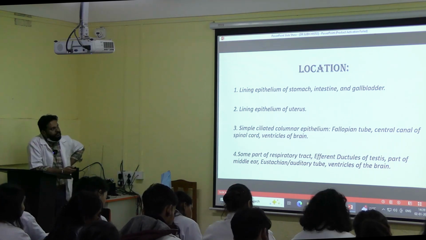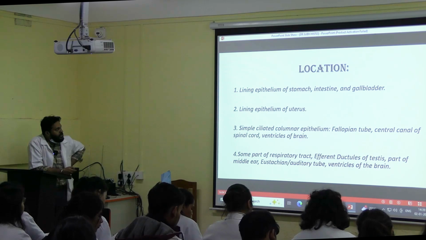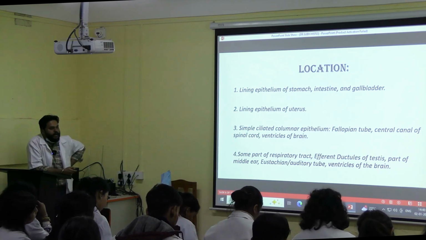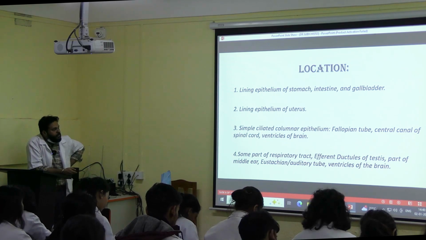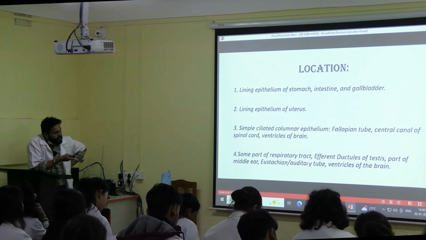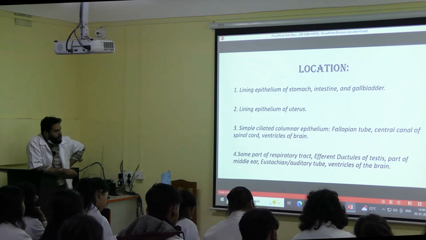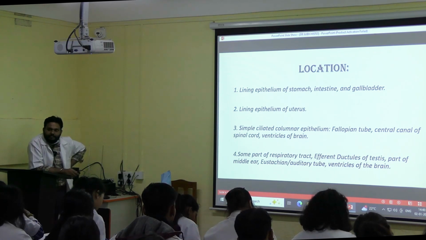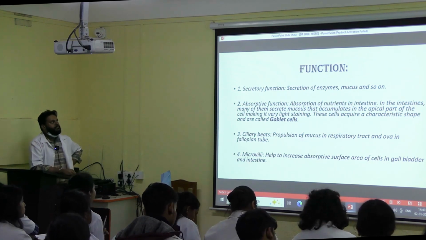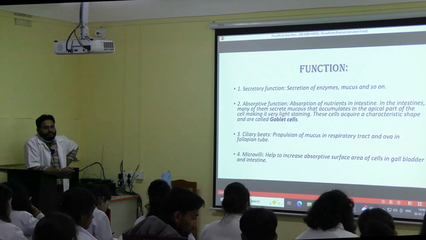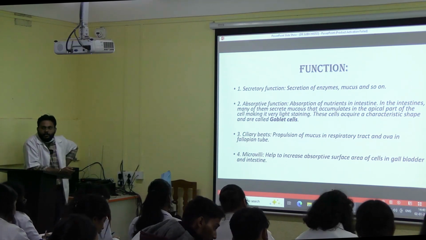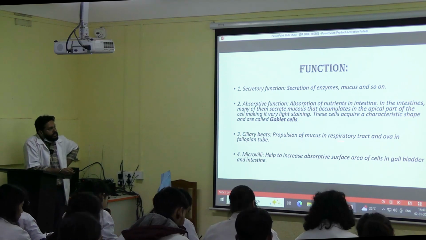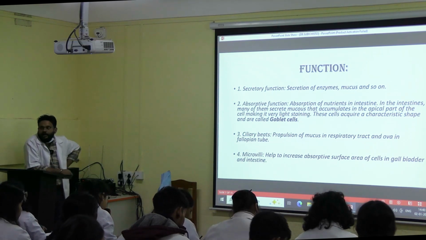Lining epithelium of stomach, intestine and gallbladder, lining epithelium of uterus, fallopian tube, central canal of spinal cord and ventricles of brain, some part of respiratory tract, efferent ductules of testis, part of middle ear, eustachian tube. ठीक है? Next, function, secretory function, secretion of enzymes, mucus and so on. Ciliary beats, propulsion of mucus in respiratory tract and ova in fallopian tube.